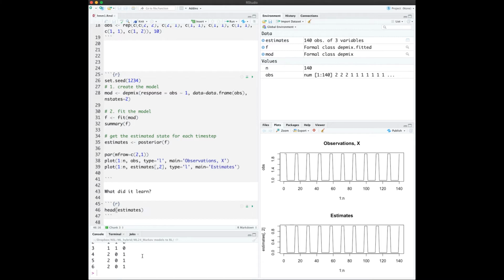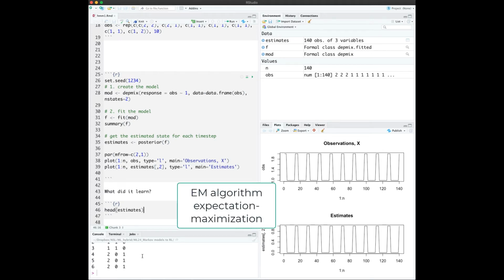So how did this magic happen? It's an iterative learning process. First, it observes the next state. Then it estimates the probabilities that would have gotten you to that state. And then it repeats. If this seems vaguely familiar, it's because it's a variation of the EM expectation maximization algorithm we saw in k-means.